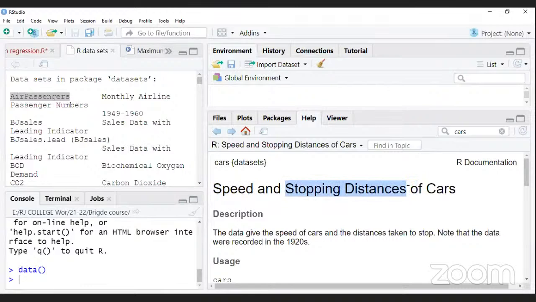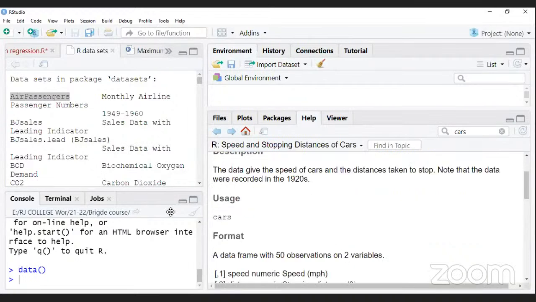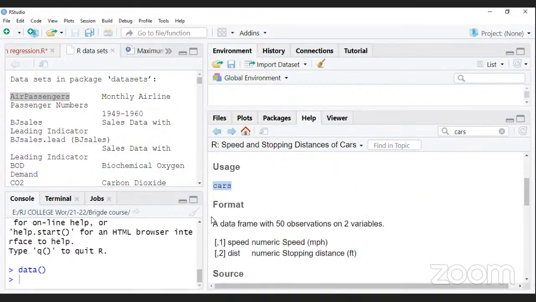When we deal with the cars data, you must understand what the physical interpretation is. Note that the data were recorded in 1920. That is very important. This is very old data. Now it's 2021, so it's more than 100 years. We are using this car data, and they are given in certain formats also.